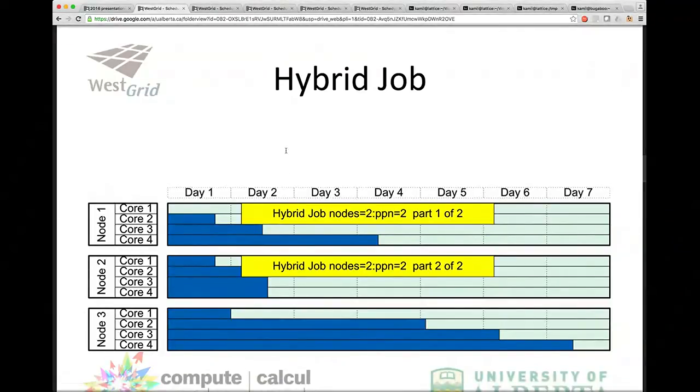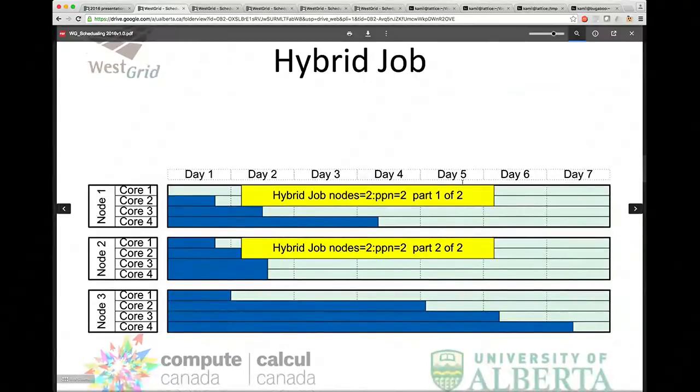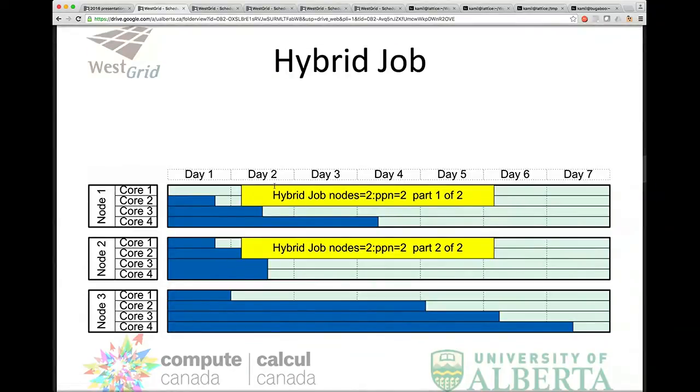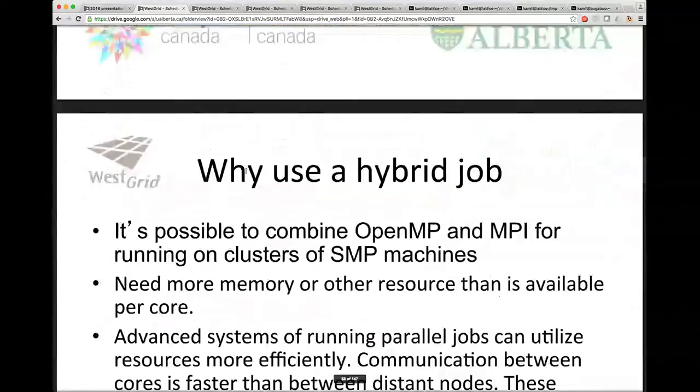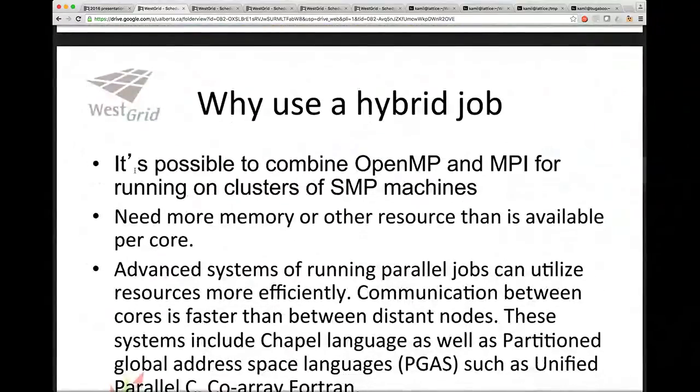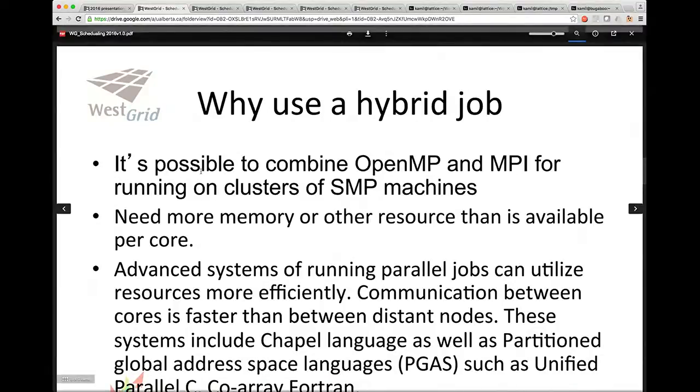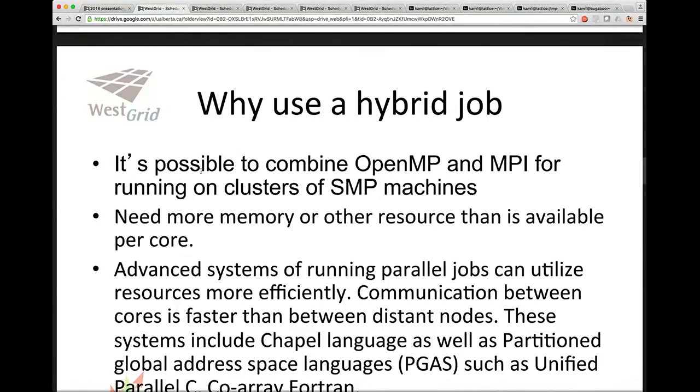Okay, a hybrid job. So a hybrid job could ask for nodes equals 2, ppn equals 2, or any combination of nodes equals x, ppn equals y. So why would you use a hybrid job? Well, as mentioned earlier, somebody asked, does Hungabee also have large memory? Yes, Hungabee has a very large amount of memory. Hungabee has 16 terabytes of RAM.